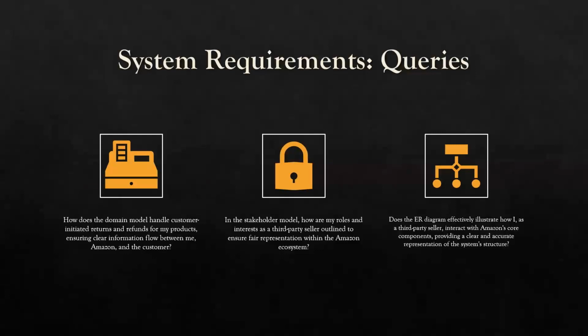So, some questions. How does the domain model handle customer-initiated returns and refunds for my products, ensuring clear information flow between me, Amazon, and the customer? In the stakeholder model, how are my roles and interests as a third-party seller outlined to ensure fair representation within the Amazon ecosystem? Does the ER diagram efficiently illustrate how I, as a third-party seller, interact with Amazon's core components, providing clear and accurate representation of the system structure?